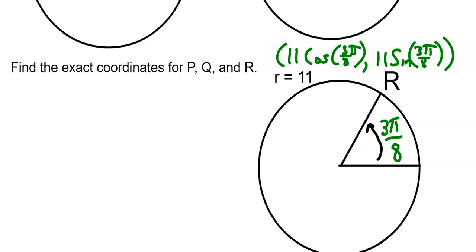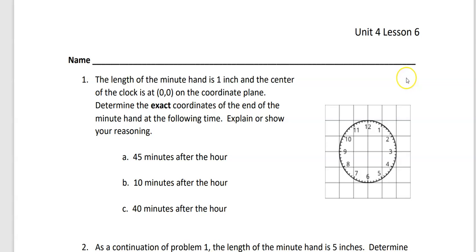So hopefully you have received a handout from your teacher for lesson 6. And we're going to pick up the same idea of what happens if I use a minute hand and the minute hand is length 11, what would be the exact coordinates at 45 minutes after the hour, 10 minutes, and 40 minutes after the hour. When you're finished discussing those and working those out with your partner, please turn the video back on.